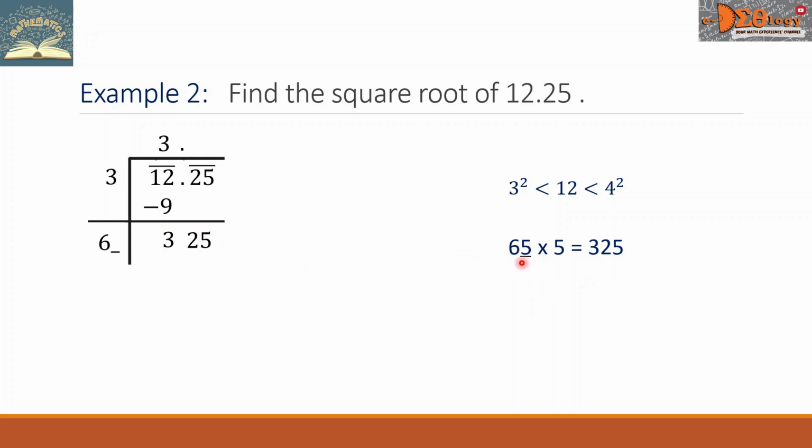In that case, we write now the digit 5 here and also 5 on top of this number 25. Then we subtract 325 by this value here, 325. And the answer is 0. Since the answer is 0 and no more bar left on the number, we stop. Then we conclude that the square root of 12.25 equals 3.5.